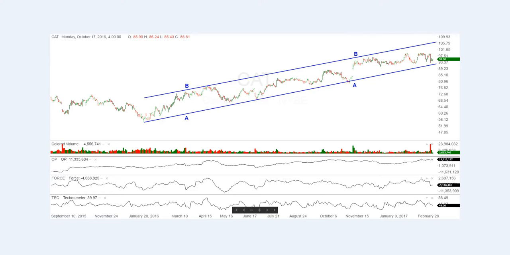But the stock is showing weakness with its inability to rally to the top of the uptrend channel. It then will be important how it respects the support line AA in the weeks immediately ahead. As we record this video, Caterpillar is trading at $91.26, which puts it just below the support line.